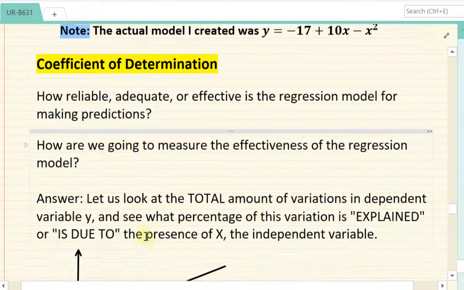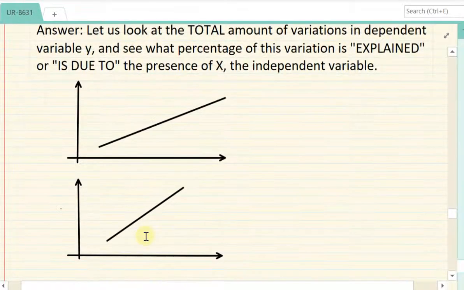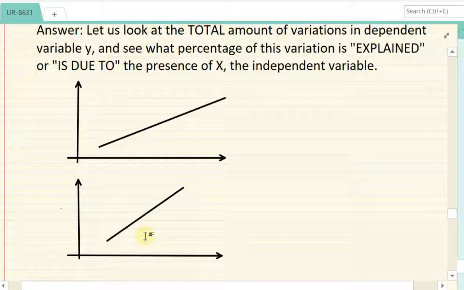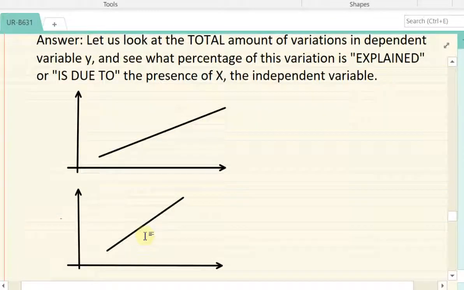And in fact, that is the inspiration for the work that you're about to see. So in order to answer this, let's take a look at the answer to the question above. We're going to look at the total variations in the dependent variable and see what percentage is explained by, or is due to, the independent variable. So what I need to clarify now is, what do we mean by explained variations?